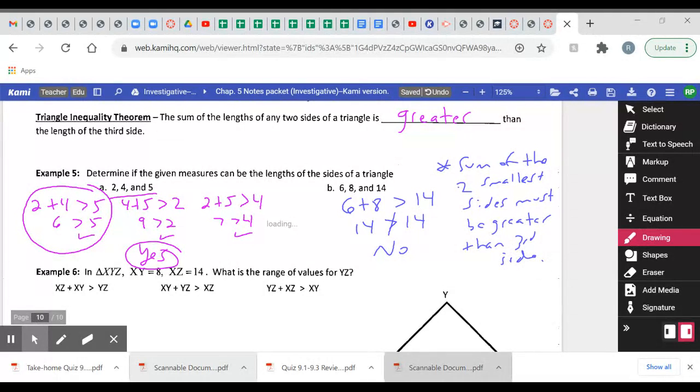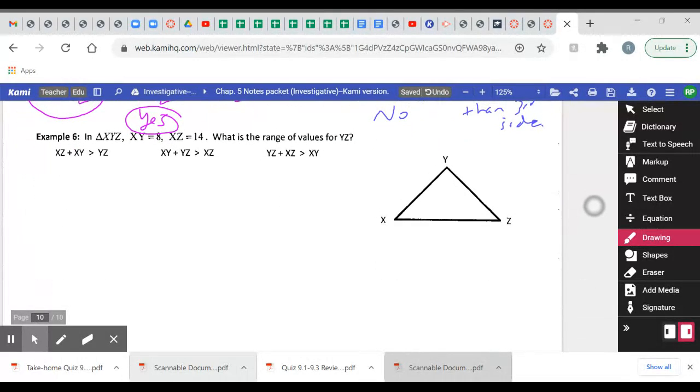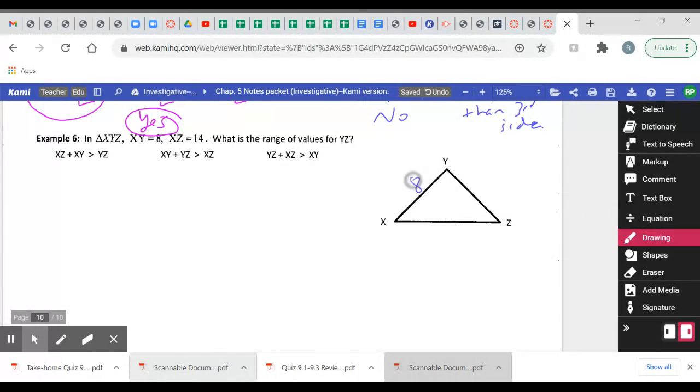Okay, last question here. On this one, it says in triangle XYZ, XY is 8. I'll also label the picture. XZ is 14. And they want me to figure out what this length is over here. Okay, so here's the thing. They're kind of giving us a hint with the inequalities, but basically I can't use the shortcut because I don't know which two sides are the smallest. My choices are 8, 14, and I don't know. Because I don't know what YZ is, I can't figure out what the two smallest ones are. So I have to do all three scenarios like it shows here.